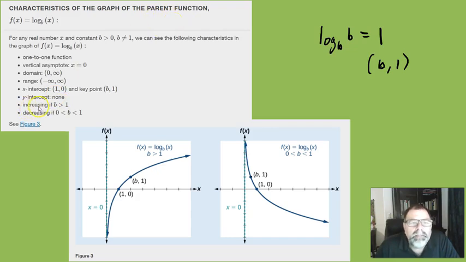It's increasing if b is greater than 1, so this is increasing. It's going up as we move from left to right. And it's decreasing if b is a number between 0 and 1. So you can see it's going down as we move left to right. So it's decreasing.